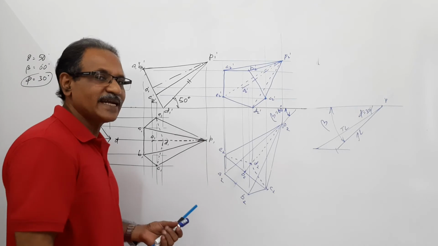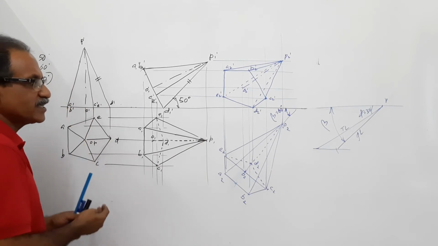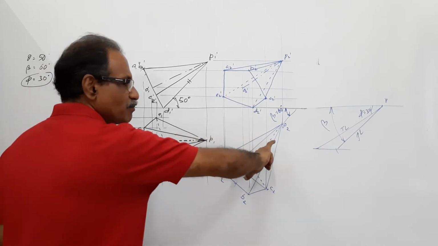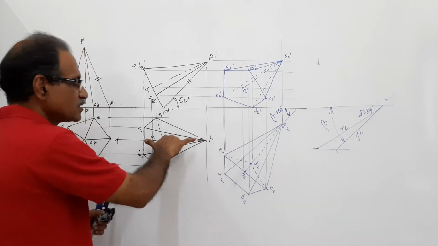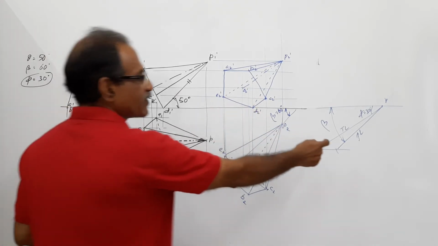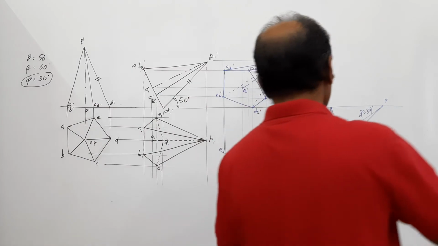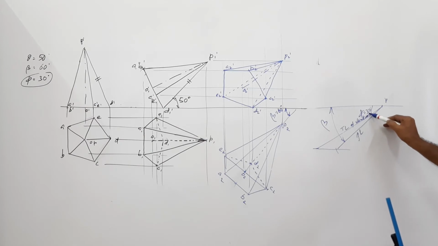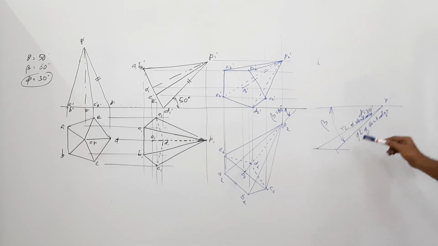Instead of giving phi of slanted or beta of slanted, you can be given beta or phi of the axis. If that is the case, this is the plan of the axis. This plan of the axis has to make beta. From the phi of axis, you have to find beta. Same thing, the length will be different. This is true length of slanted, this is plan length of slanted. TL of slanted, PL of slanted.